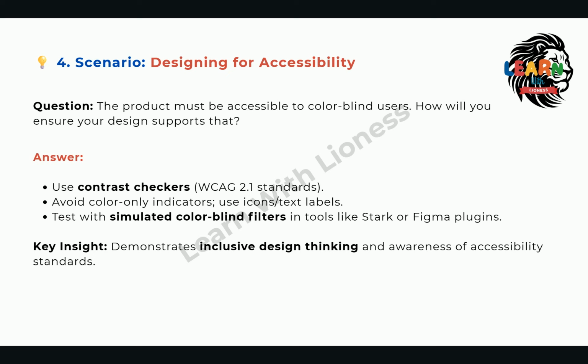Avoid color-only indicators. Use icons or text labels. Test with simulated colorblind filters in tools like Stark or Figma plugins. Key insight. Demonstrates inclusive design thinking and awareness of accessibility standards.